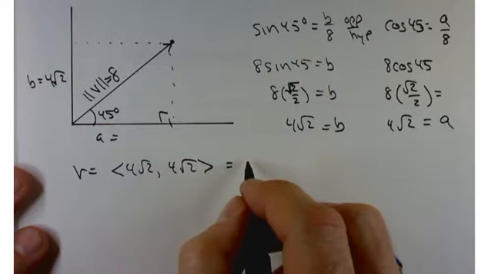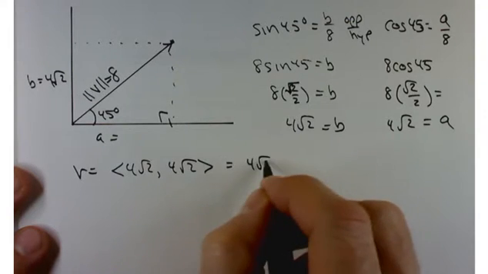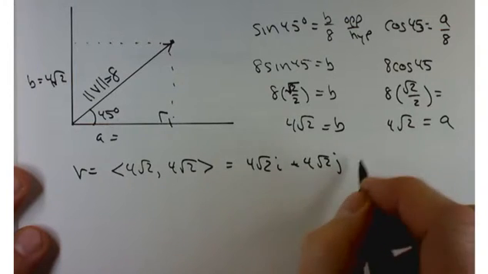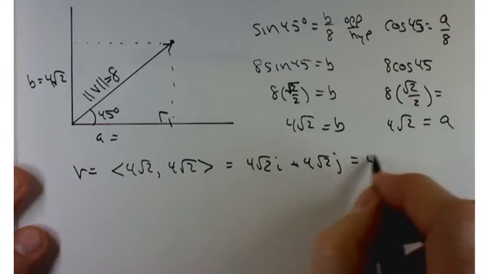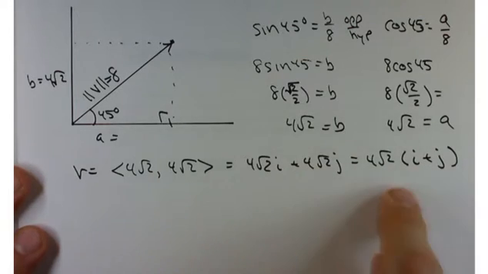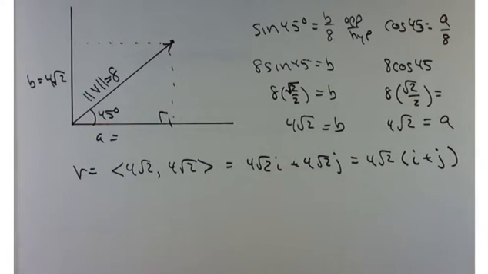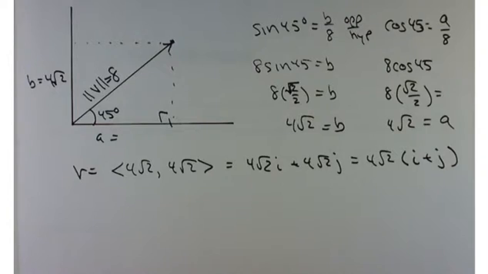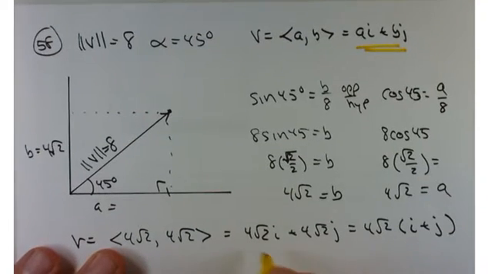Equivalently, you could write it as 4 square roots of 2 times i plus 4 square roots of 2 times j. Or even fancier, 4 square roots of 2 times (i plus j). I really don't have much preference from one versus the other. If I do ask you for it in the form of a plus bi, then yeah, I want it like this.